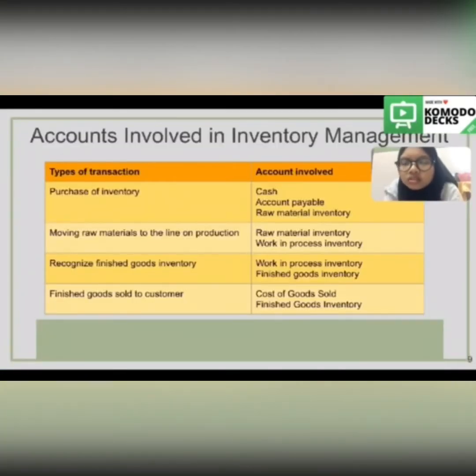For the accounts involved in inventory management, the first transaction is purchase of inventory. The accounts involved are cash, account payable, and raw material inventory. The next transaction is moving raw material to the line of production. The accounts involved are raw material inventory and work in process inventory. The next one is recognize finished goods inventory. The accounts involved are work in process inventory and finished goods inventory. The last transaction is finished goods sold to customer. The accounts involved are cost of goods sold and finished goods inventory.